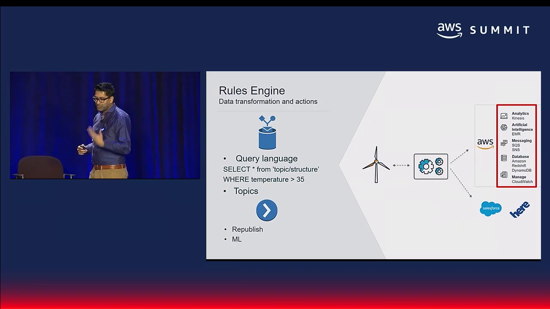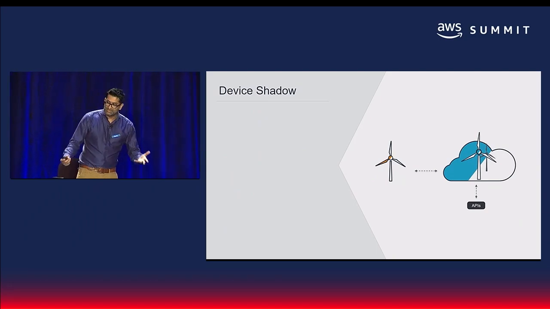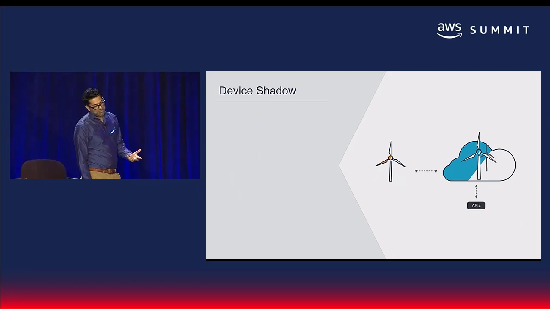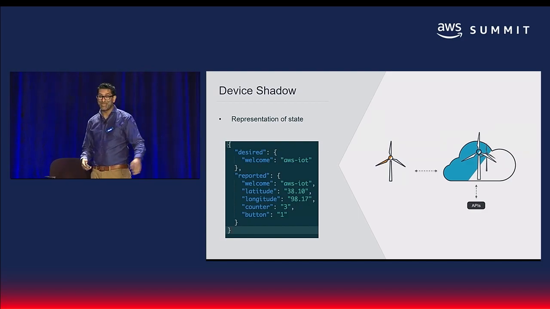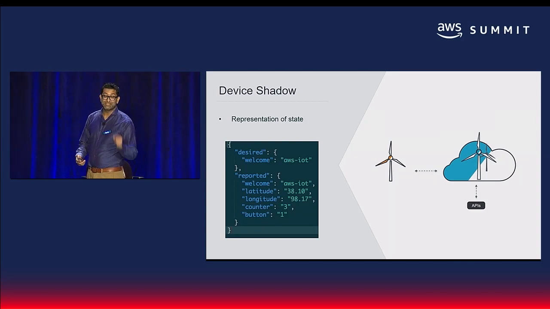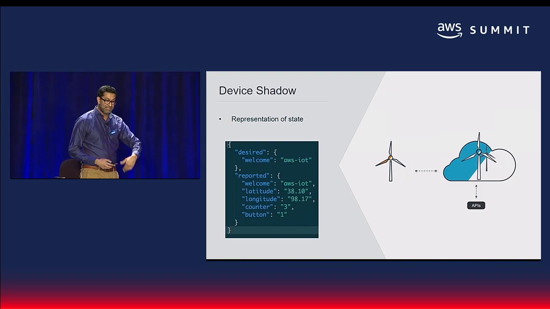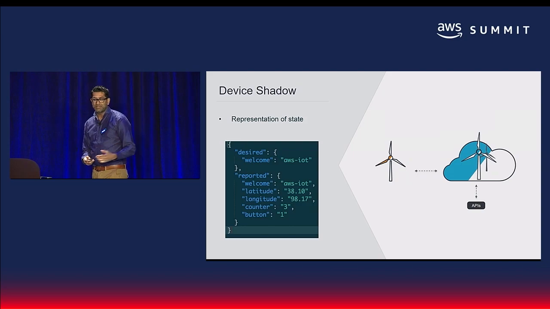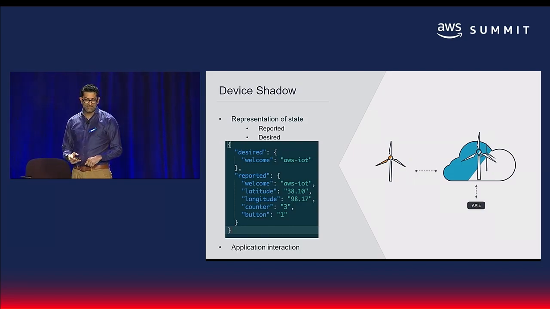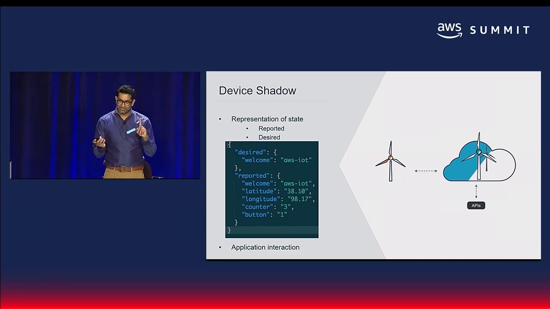Now, as I mentioned a bit earlier with the quality of service 0 and 1, to mitigate that, we have something called a device shadow. Now, what is a device shadow? Well, think about it like this. It's a representation of state, but it's a logical representation. It's JSON-based. As you can see, we've got something called desired and reported. We've got a latitude, longitude, a few other arguments here. But the nice thing is that the reported and desired state is bidirectional.